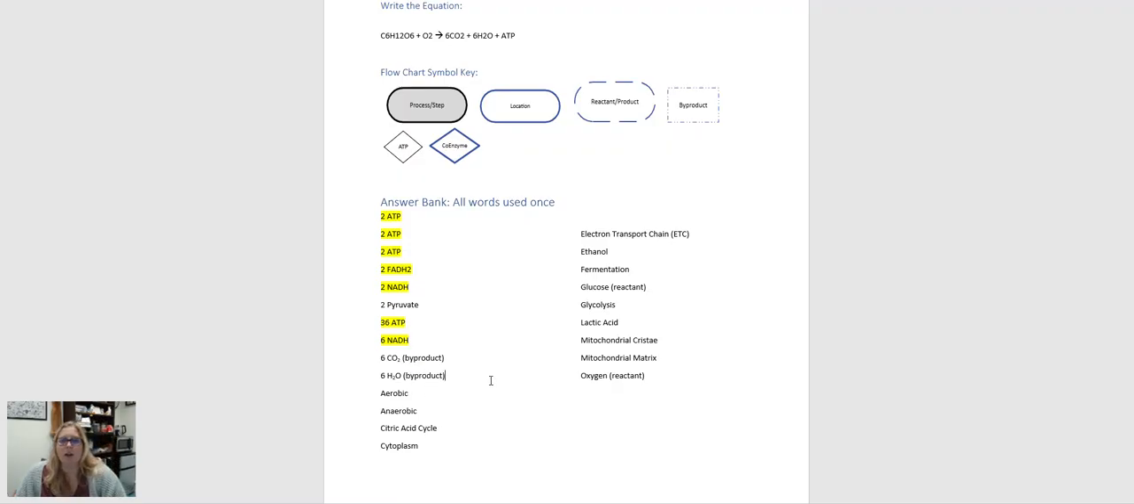Okay, good. I know right off the bat, cytoplasm is always a location because that's one of the organelles in the cells. And then I look at the rest and I go, okay, cool. I don't know what pyruvate is. That's fine.